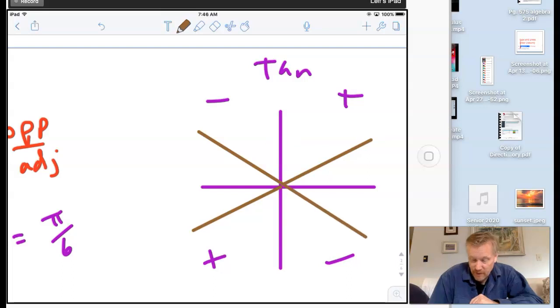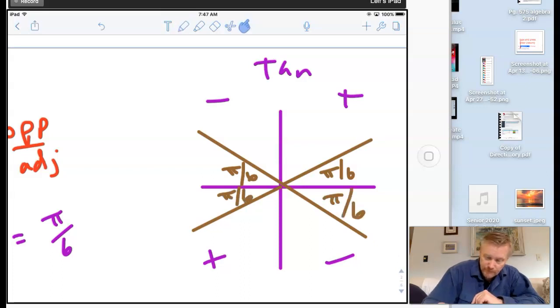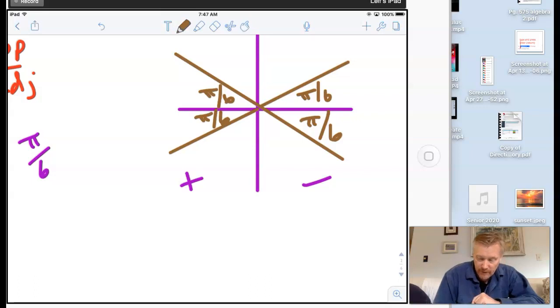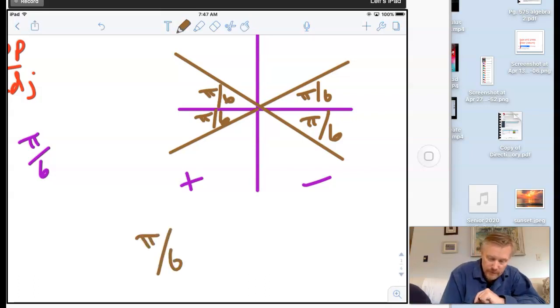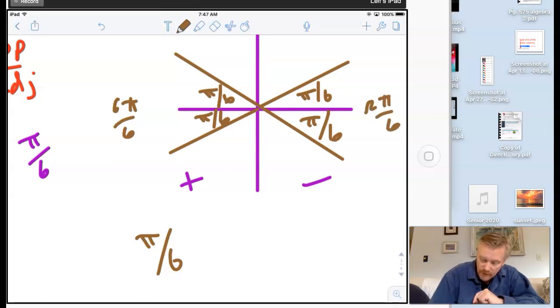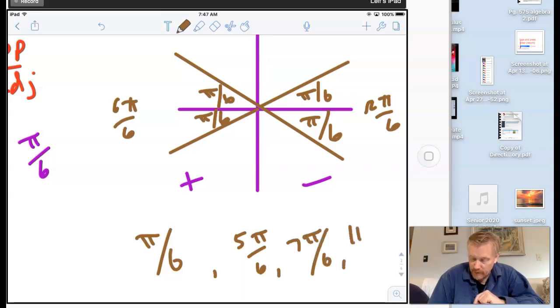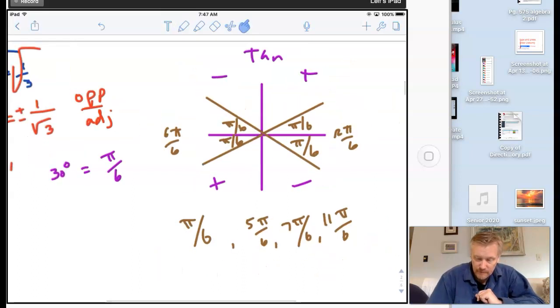Remember those families of angles I had up there? This is pi over 6, in all four quadrants. So I'm going to have four answers. Pi over 6. Remember this is 6 pi over 6, and this is 12 pi over 6. So 5 pi over 6, 7 pi over 6, and 11 pi over 6. Those are my four answers, and I'm done after that, okay?